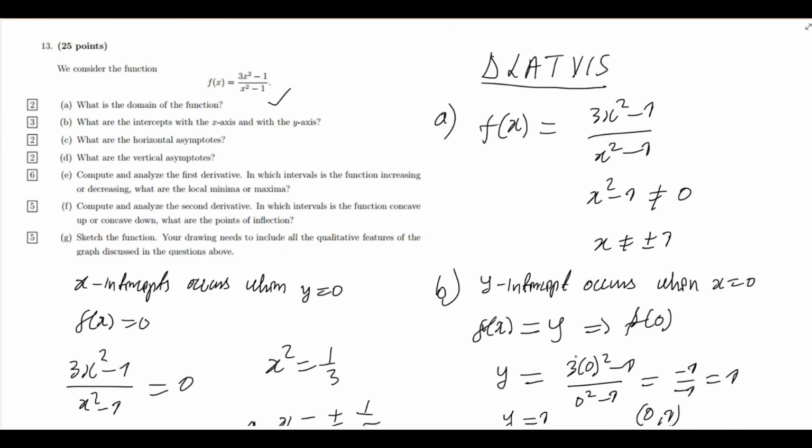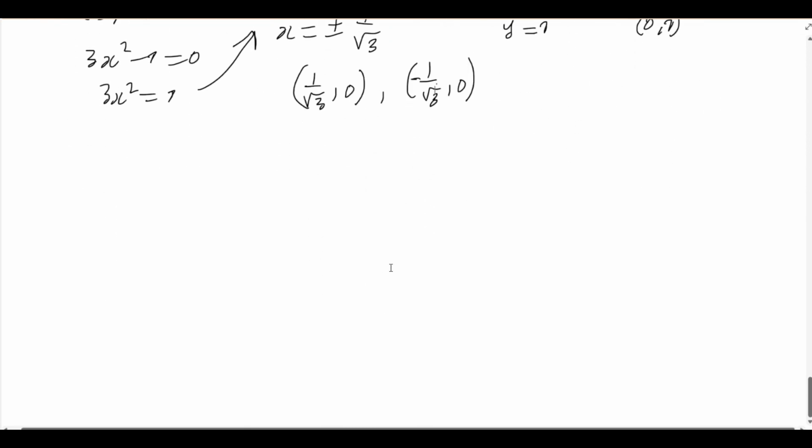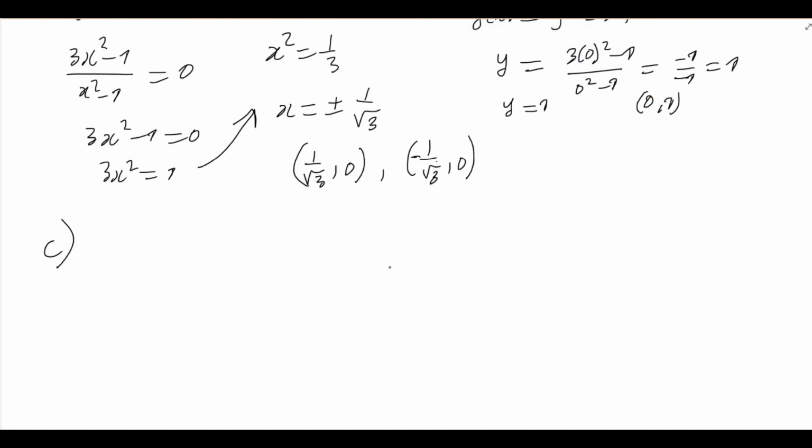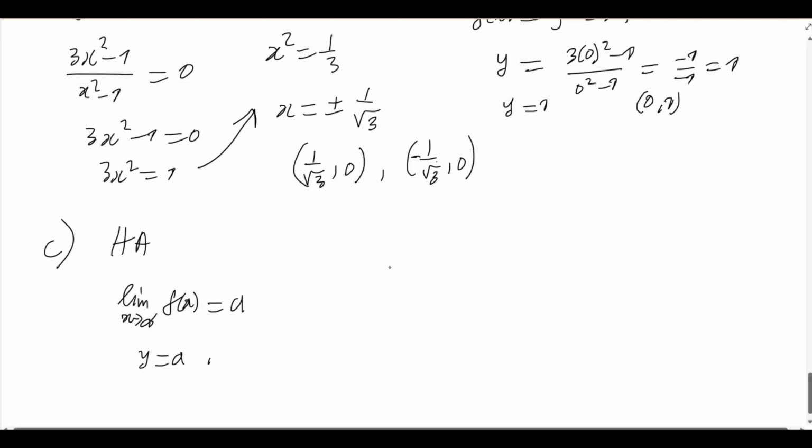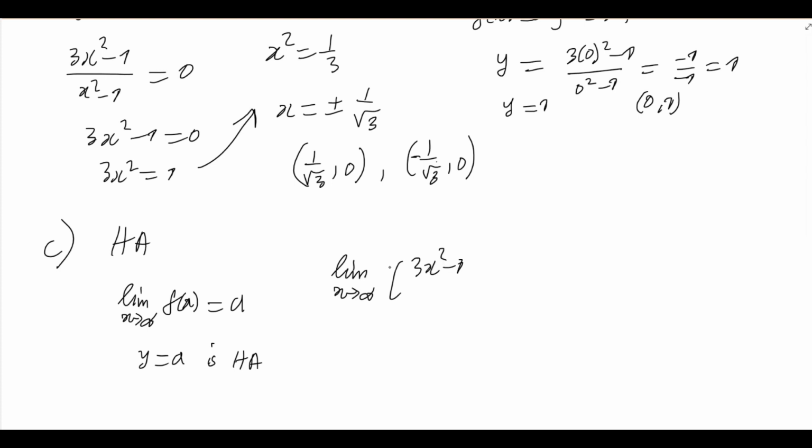says, what are the horizontal asymptotes. Now there's a definition to get a horizontal asymptote. The horizontal asymptote is simply the limit as x tends towards infinity of our function f of x. If this happens to be a, then y equals a is our horizontal asymptote. So we are simply going to look for the limit as x tends to infinity of 3x squared minus 1 all over x squared minus 1.